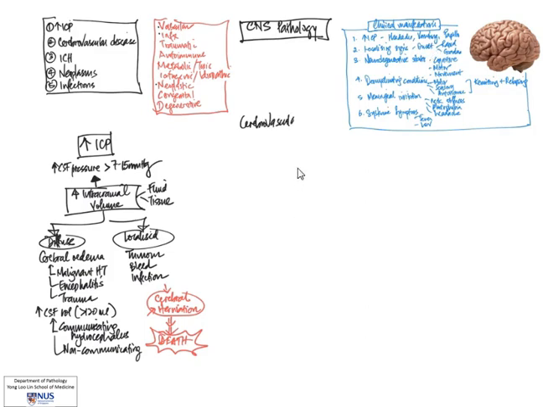Now, the second main entity we want to talk about is cerebrovascular disease. And we can sort of divide this into two main vascular events or outcomes, which is, first of all, ischemic.